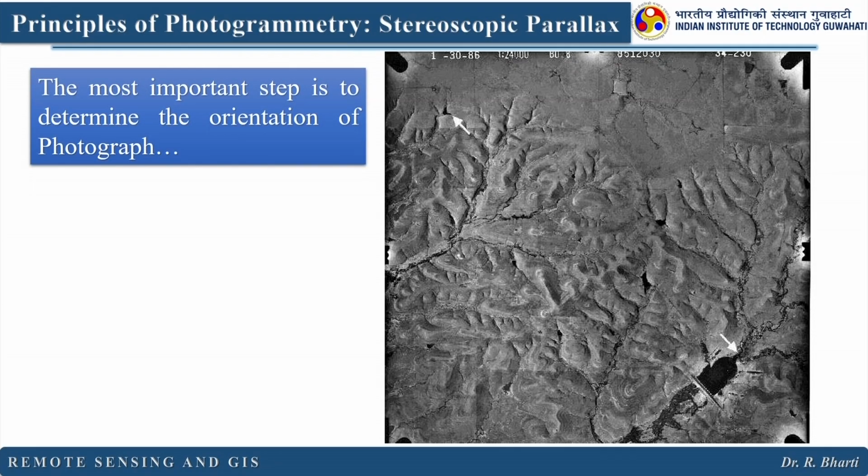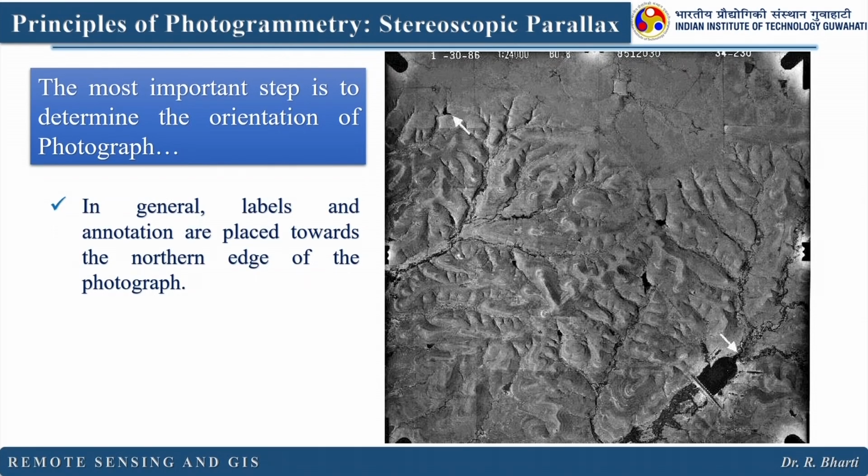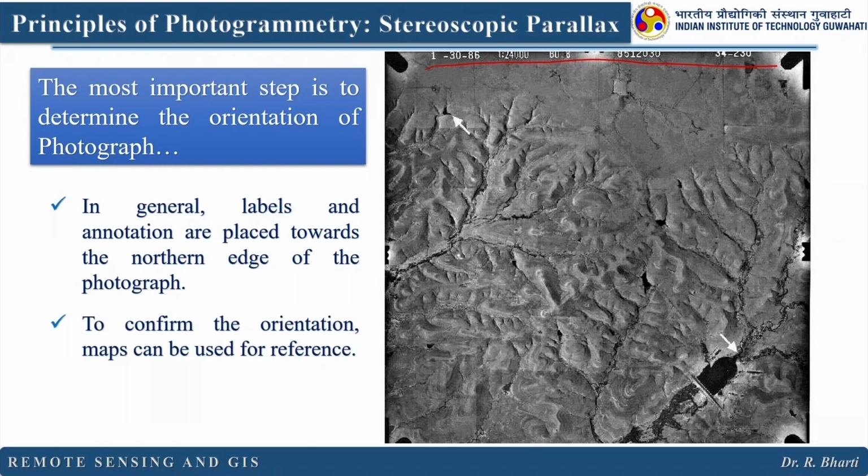So, here the most important step is to determine the orientation of the photograph. In general, labels and annotations are placed towards the northern edge of the photograph. So, if you see, this is the northern edge of this photograph. To confirm the orientation, a map can be used for reference. You can use some previous images or the maps to reorient this if it has been wrongly put by mistake.